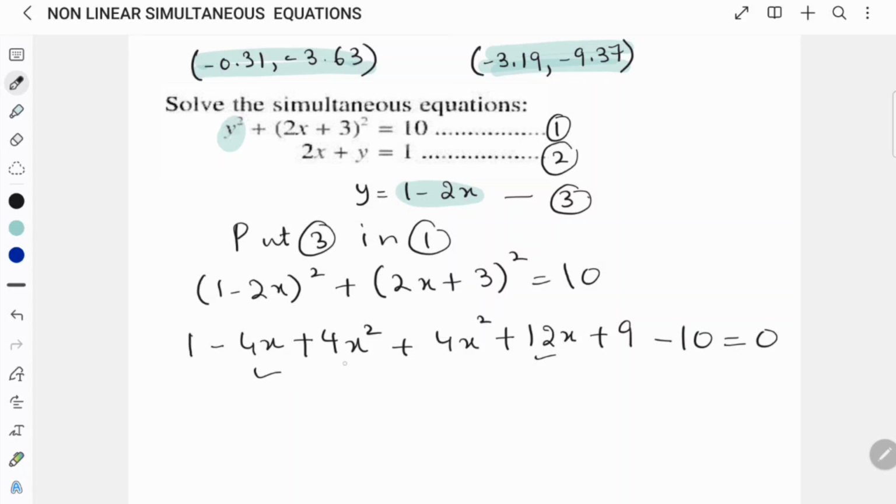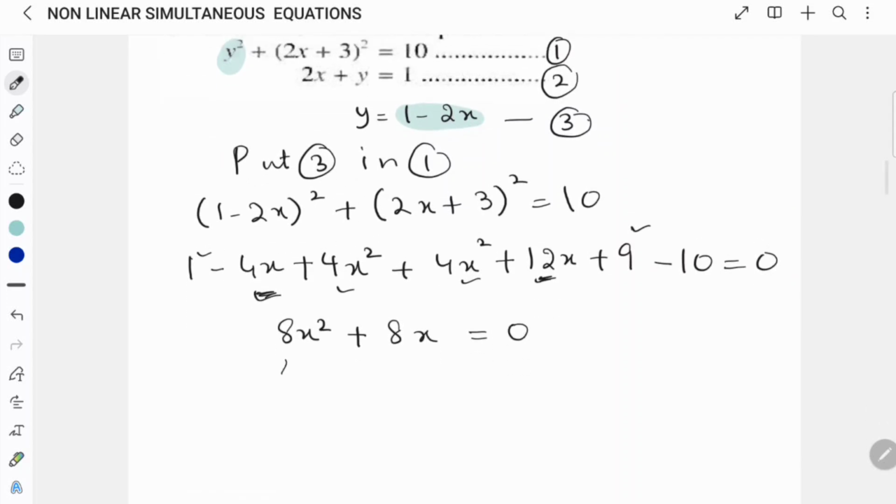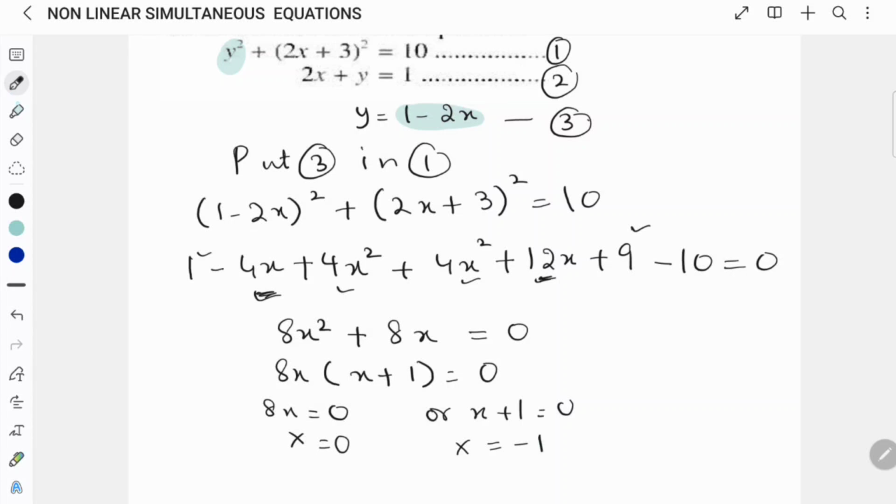Simplifying the equation, 4x square and 4x square makes to 8x square, and this 4x and 12x opposite sign, then 8x, and 1 and 9 will become 10, 10 minus 10 is 0, then equals to 0. The constant cancelled. Now take 8x common, that is x plus 1 equals to 0. Either 8x is 0 or x plus 1 is 0. X equals to 0, 0 upon 8 is 0, and x equals to minus 1. So we are getting x is equals to 0 and minus 1.